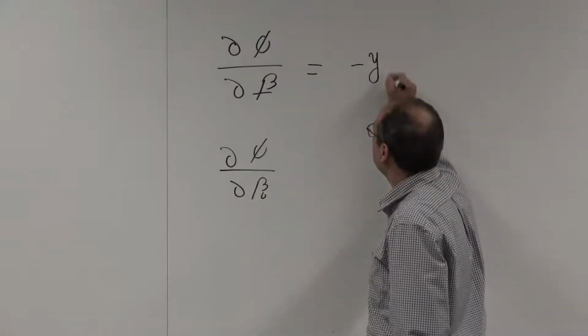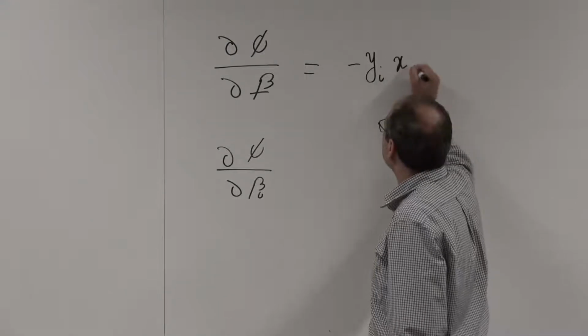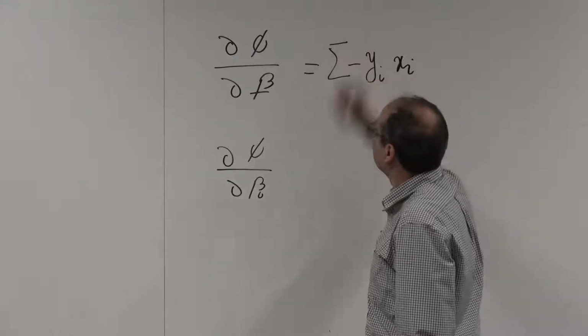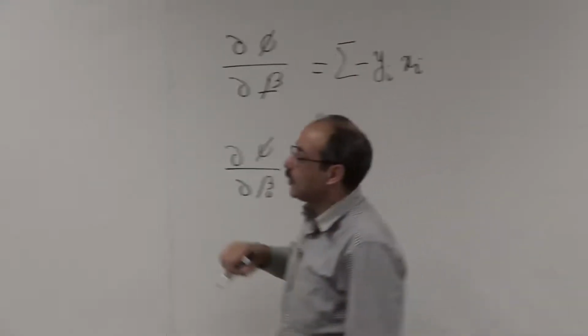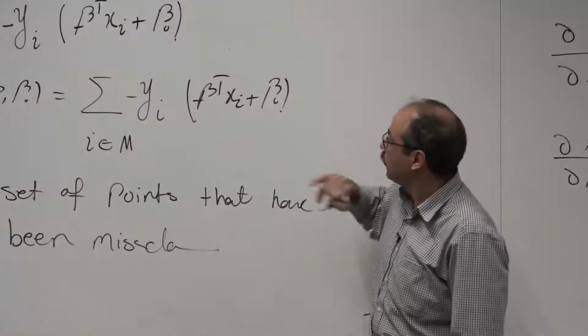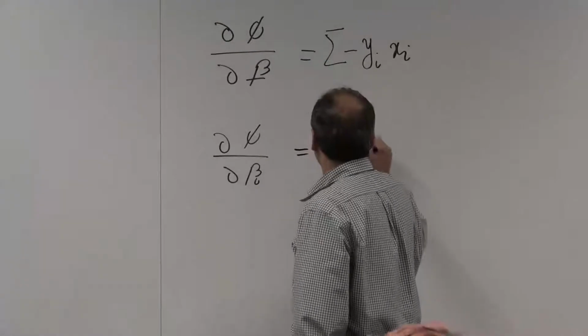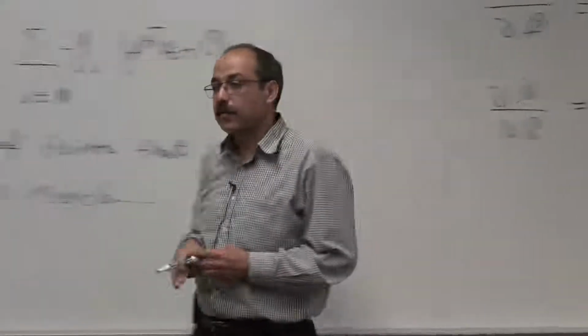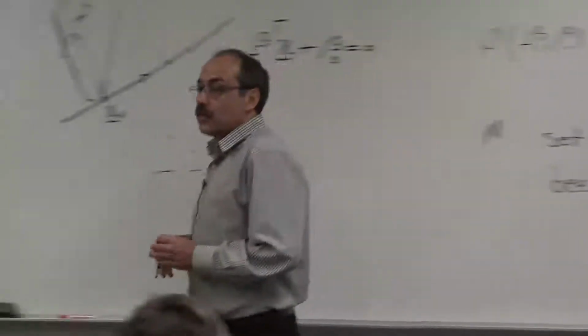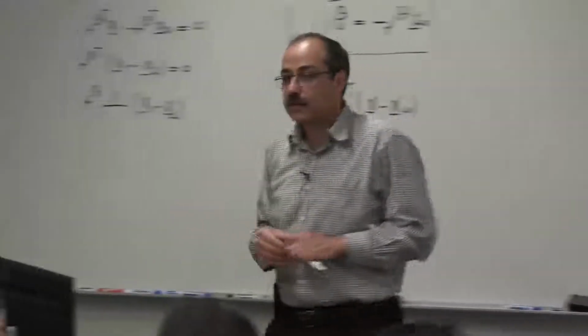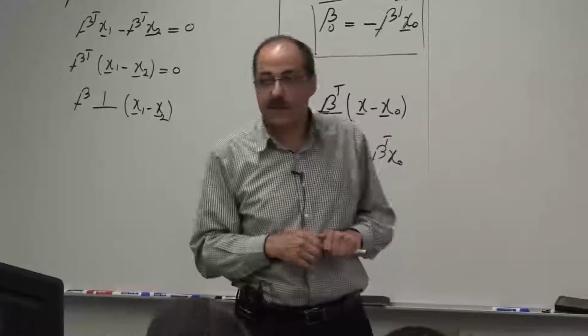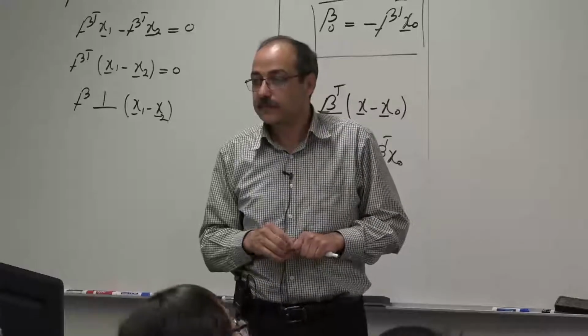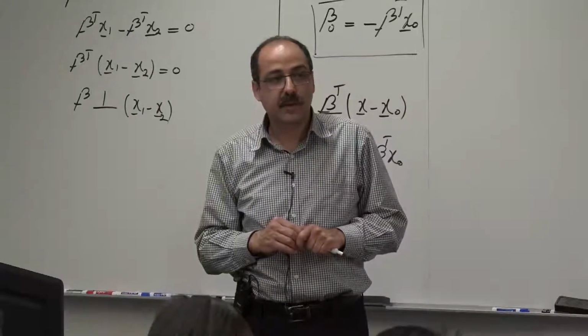Negative yi xi. And what's the derivative with respect to beta null? Just negative yi. Right? So now I have the derivative, so what's beta now?